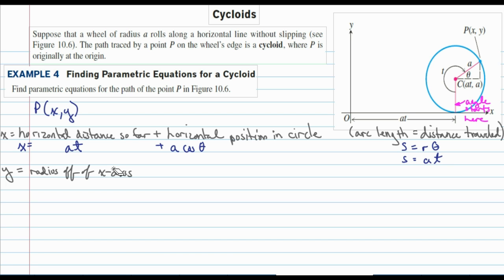Now y is the radius off of the x-axis. So it's going to be a total of a, but then the point P is moving, so sometimes it's going to be more than a. As you can see here, it's going to be a distance of a plus a little bit. Sometimes it's going to be less than a. So that vertical position in the circle can be represented by a times the sine of theta. Again, sine will be positive when the point is above the center of the circle, and negative when the point is below the center of the circle.